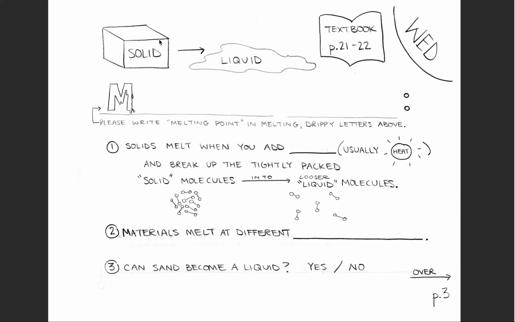All right, so up top here we have a nice reminder. We're staying in the realm of solid to liquid to gas. And today we're focusing on a phase change from a solid to a liquid, which is called melting. So right here we have 2 blanks. And I would like for you to spell out melting point in super drippy block letters to just try to fix it in your mind.